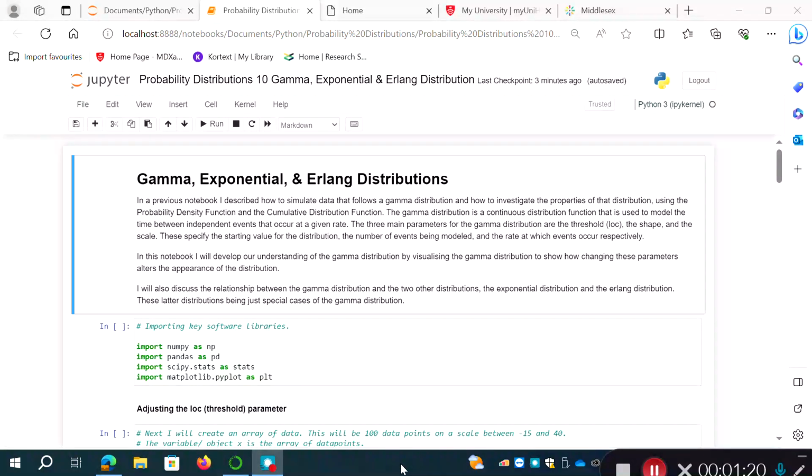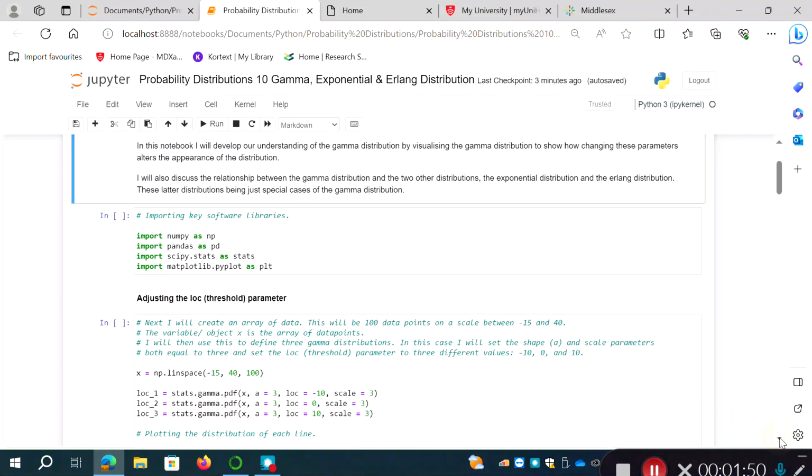In this notebook and in this video, what I'll do is I'll develop our understanding of the gamma distribution a little bit by visualizing the gamma distribution to show how changing these parameters alters the appearance of the distribution. And I'll also discuss the relationship between the gamma and two other distributions, the exponential and the Erlang distributions. And as I said at the start, these latter two distributions are just special cases of the gamma distribution. Okay, so let's get started.